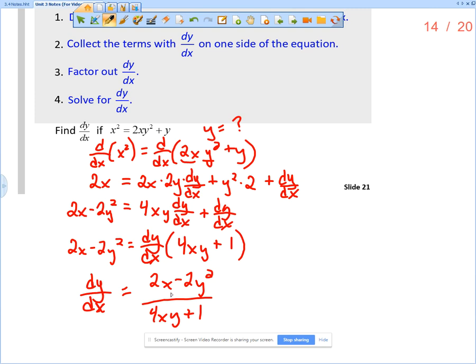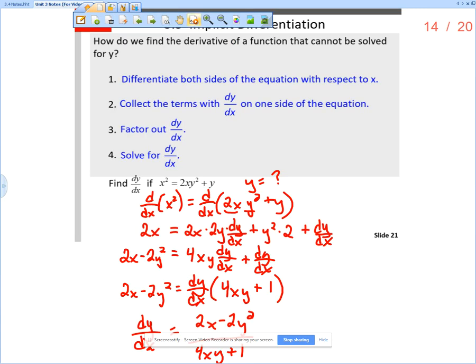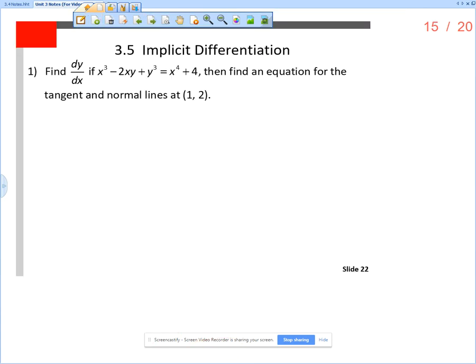Now, one thing you'll notice, oftentimes, and most of the time, your dy/dx is going to have both x and y inside of it. All right, so that is slide number 21. Now let's move on to slide 22. Same directions basically.